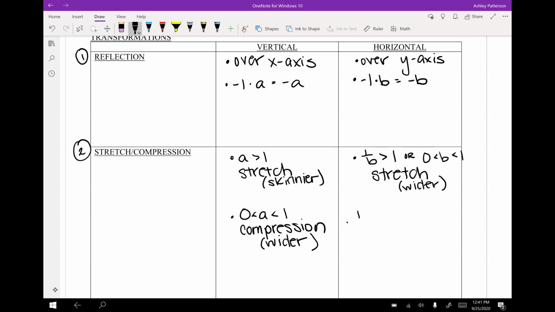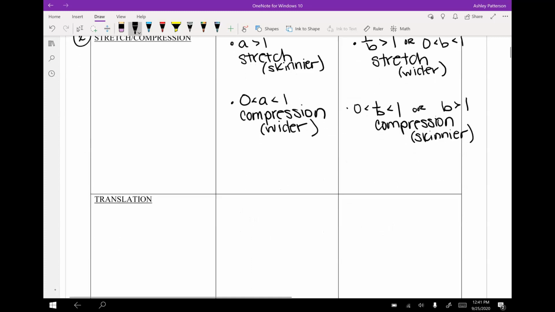And if the reciprocal of b is between 0 and 1, or the b value in the equation is greater than 1, we say that it is a horizontal compression. And this causes the function to get skinnier if we're talking about a quadratic, a parabola, or if we're talking about absolute value. When we are dealing with the greatest integer function, this is what affected the step length.